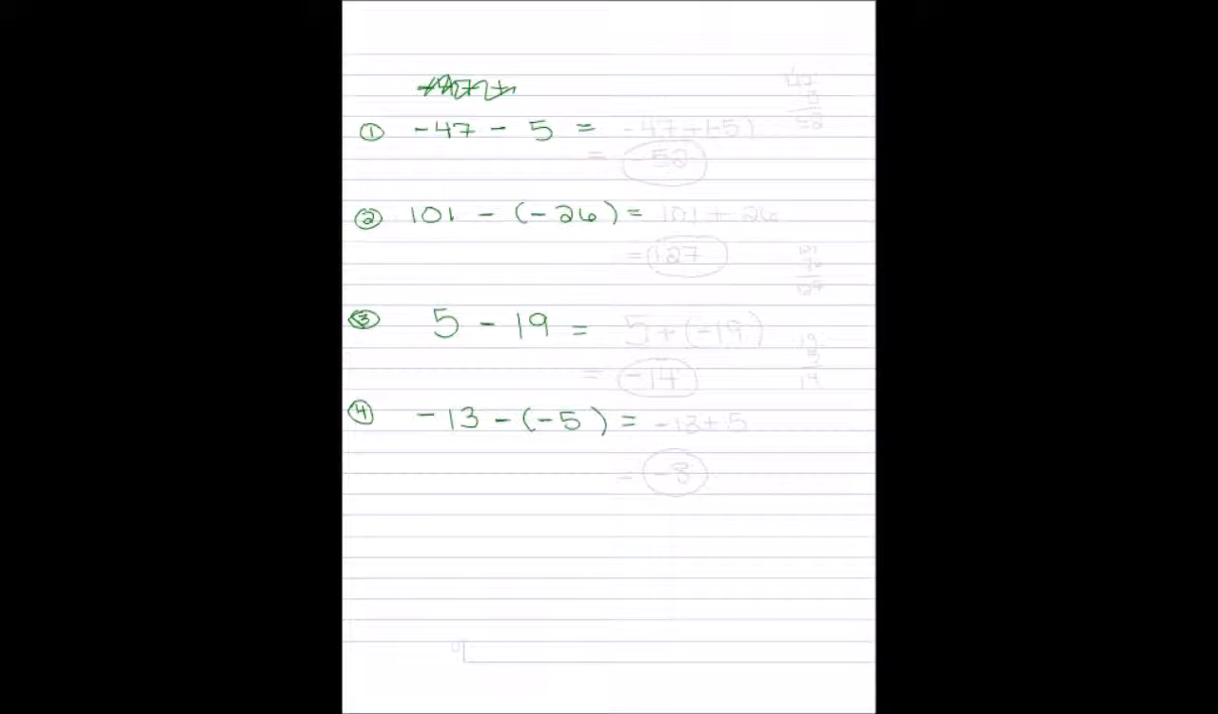So for number 1, if I change this into an addition problem, the first number stays the same, negative 47. Then the negative that's with the 5 is going to push up with the 5 like that, and then we're going to put the positive sign in between the two numbers. So now I've changed the subtraction into an addition problem. And since the signs are the same, I add them together. So I do 47 plus 5, and that's going to give me 52. But my answer is actually going to be negative 52 because the common sign was a negative.